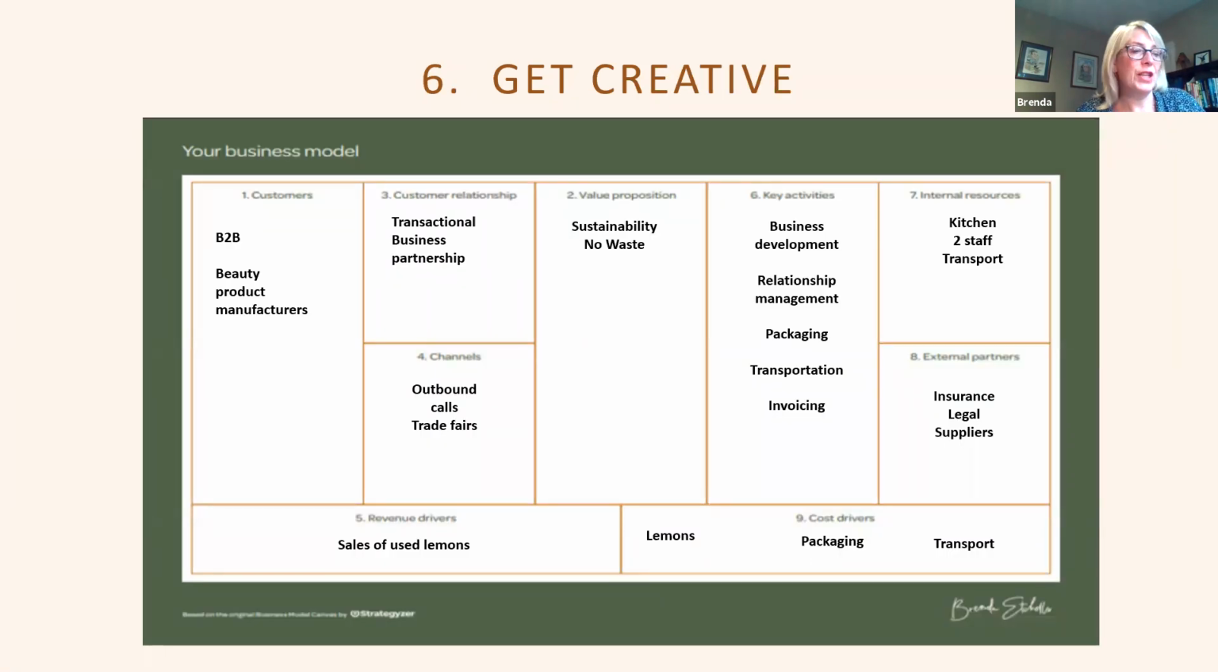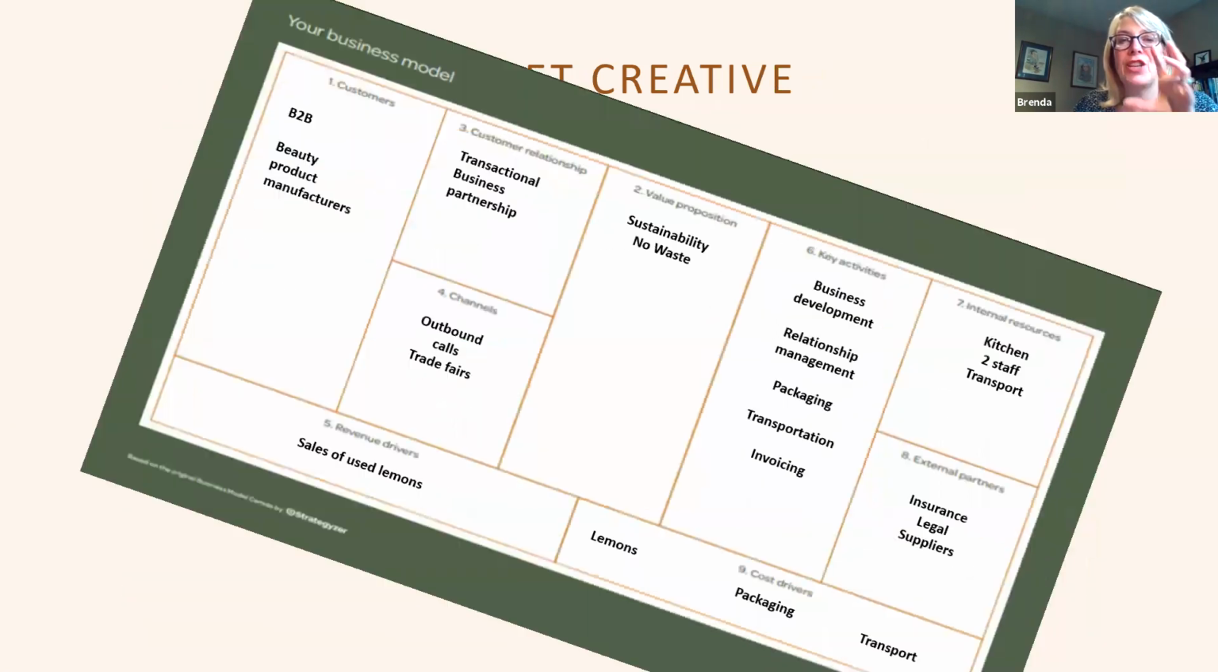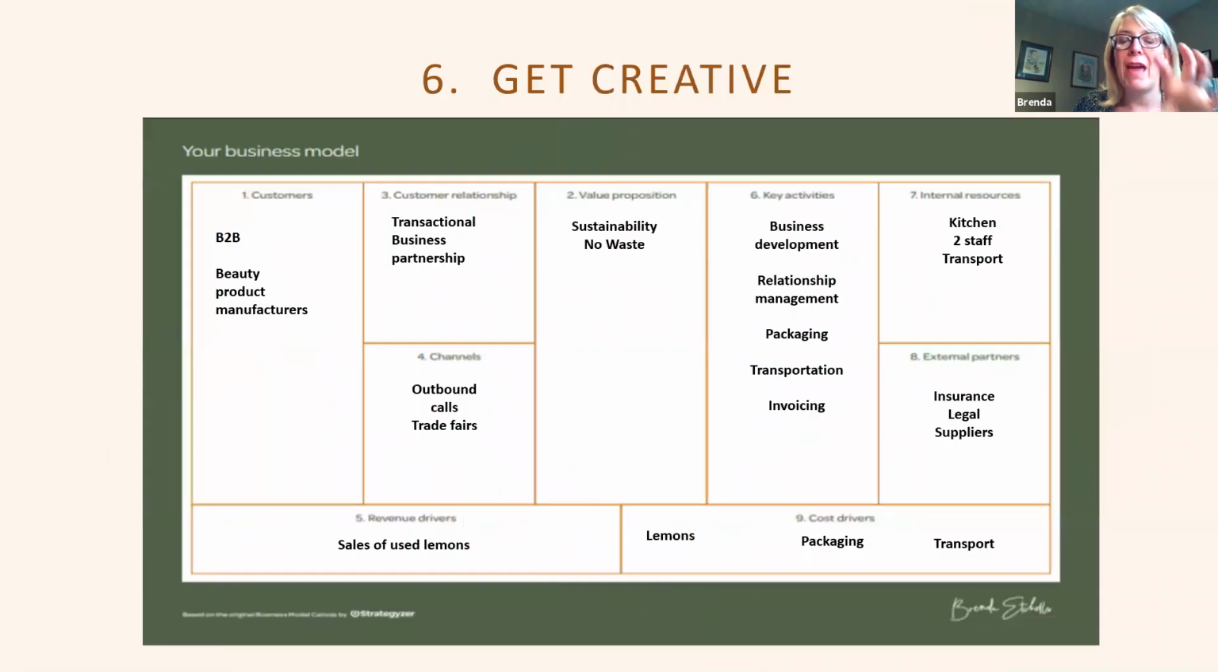The final way you can use the business model as a planning tool is to really get creative with it. I think when the guy first wrote the book, it was all about using the tool as a creative space. I say, turn it on its head. Think about every box from a completely different angle, just to see what else you could do with your business.